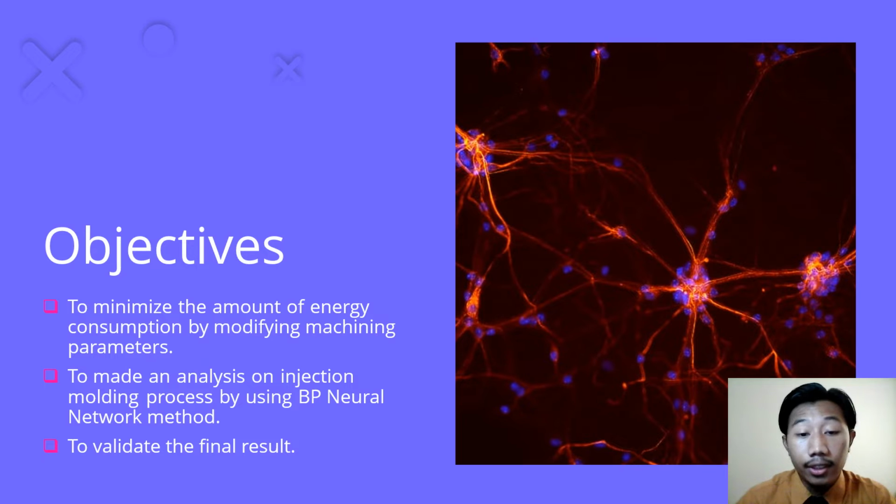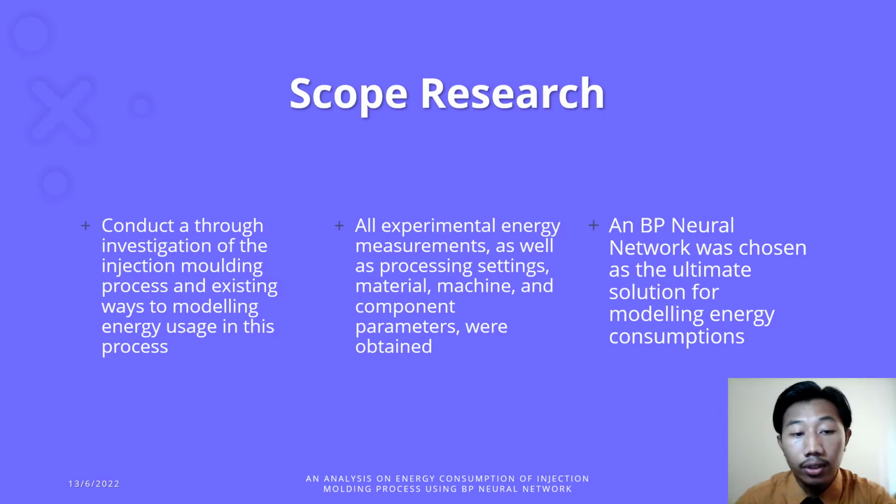So my objective for my final year project includes an analysis of the energy consumption of the injection molding process using the BP neural network, as well as an energy model that estimates energy consumption in the early stage. So we have 3 objectives. For the first one, to minimize the amount of energy consumption by modifying the machining parameters. Then to make an analysis on injection molding process by using the backpropagation neural network method. Then to validate the final results.